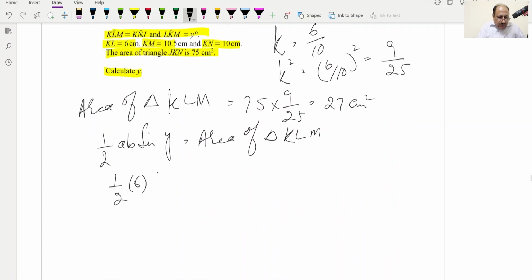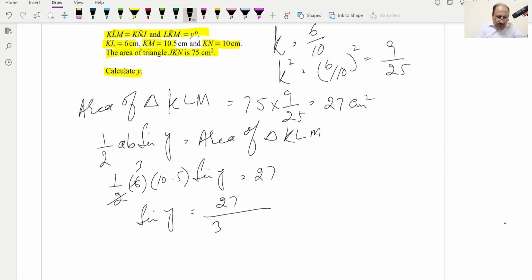So 6 into 10.5 into sine Y is equal to 27, which is the area of triangle KLM that we just found. So we equate it to 27. Now this implies sine Y is equal to 27 over 3 into 10.5, since 2 3s are 6.